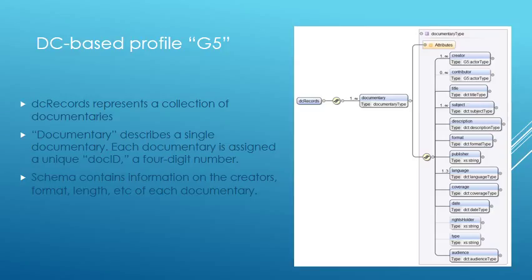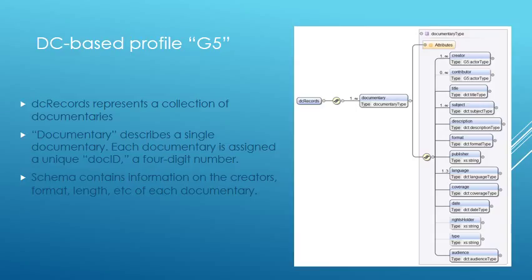Each documentary is assigned a unique doc ID, which is a 4-digit number, and that would usually be up here in attributes. If I were to expand on this, you would see the particular ID. This is something that actually was not in the initial schema that I did for the first assignment, and I added it on so that it would be able to associate a documentary in the system with the files.